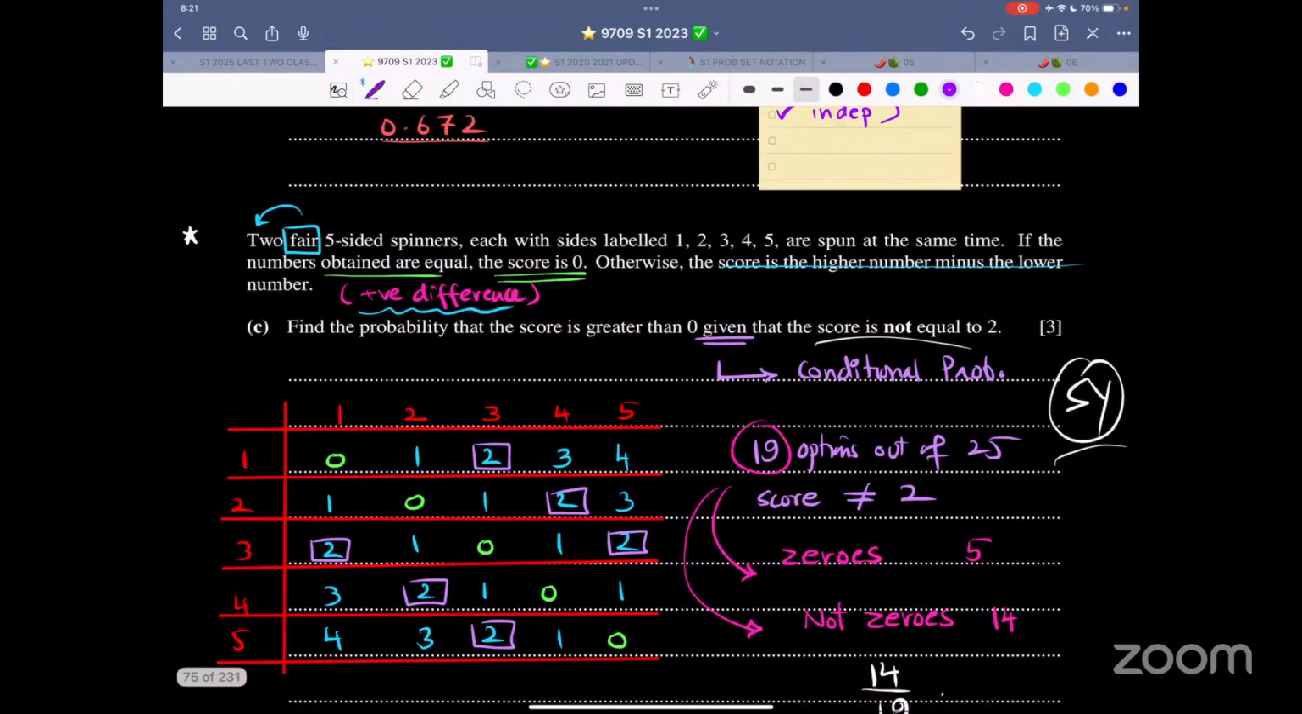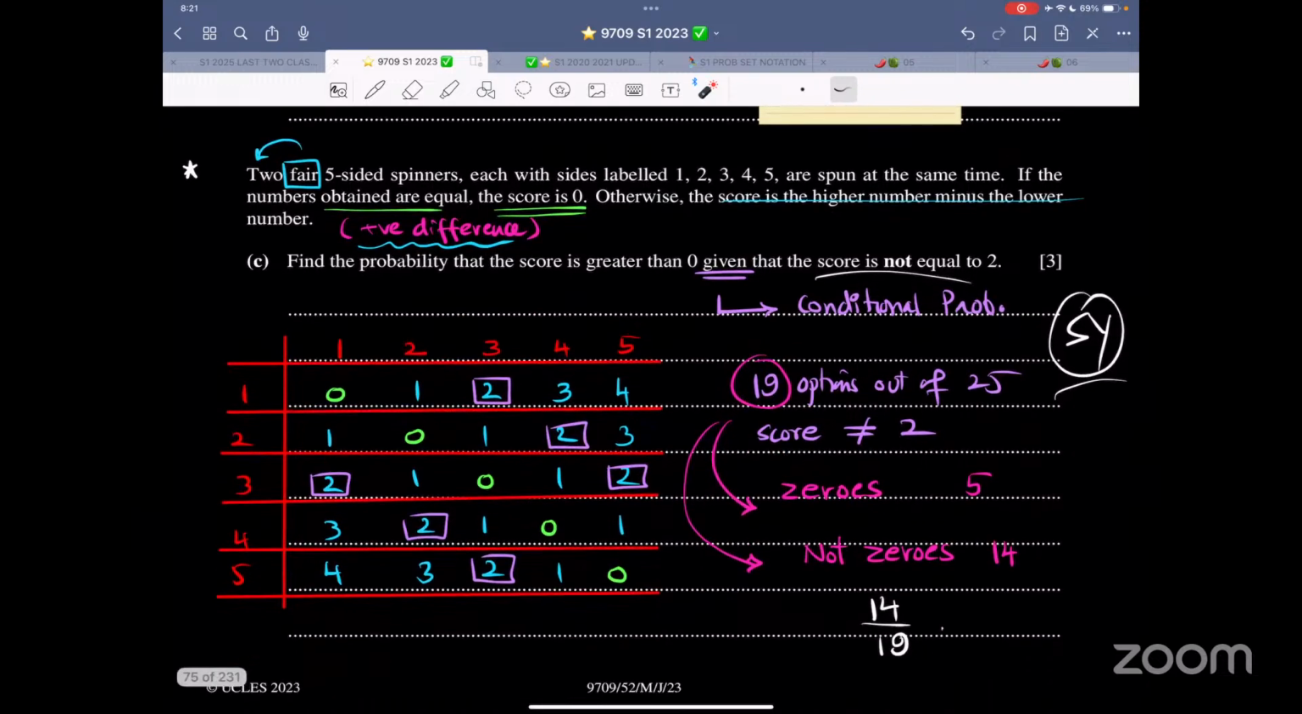So now it says two fair five-sided spinners, each with this thing, are spun at the same time. If the numbers obtained are equal, the score is 0. Otherwise, the score is the higher minus the lower, the positive difference. That is how they used to write in O-level math. Now it says find the probability the score is greater than 0 given the score is not equal to 2. So have you realized that it's a conditional probability question? Yes, you have. First of all, fill up the table.